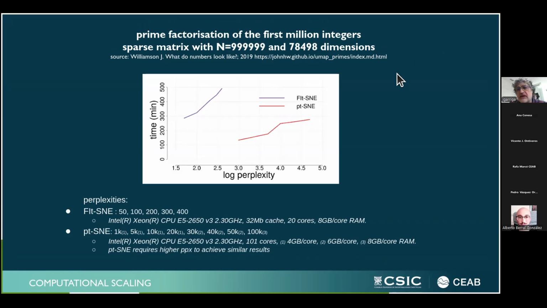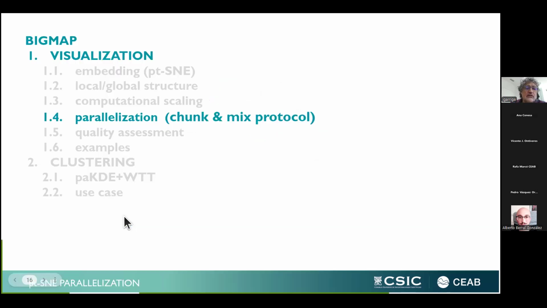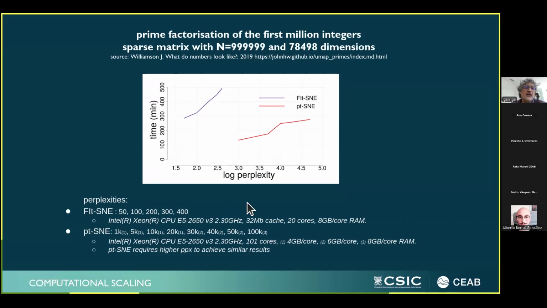And for this visualization, I'm comparing the running times with FIT-SNE here and with PT-SNE here. You can see that with FIT-SNE, we computed different visualizations with 50, 100, 200, 300, 400, and we can see how the running time rapidly scales exponentially. While with PT-SNE, we were using 1,000, 5,000, up to 100,000 for perplexity, and the running time scales more linearly.